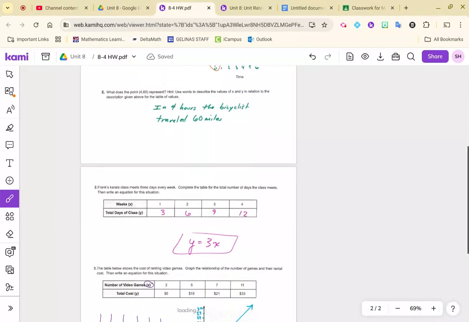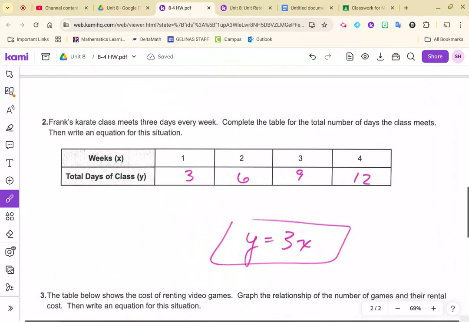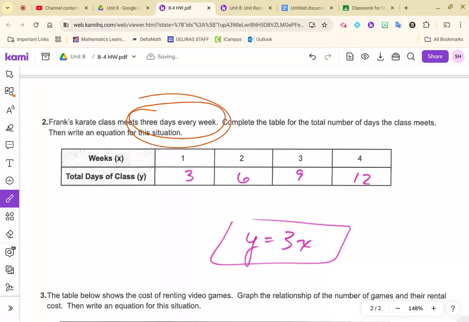On the back page of the homework, here was question number 2. Instead of asking if it was proportional, we know this one is because they gave us a unit rate to describe it. Frank's karate class is meeting 3 days every week. So after 1 week goes by, there were 3 classes. In 2 weeks, there were 6 classes because I can double that relationship. In 3 weeks, there's 9 classes because I take this relationship and multiply it by 3 to find that value in the table, and I'd multiply it by 4 to find that value. And so y equals 3x would represent that, since 3 divided by 1, 6 divided by 2, and so on are all 3, the constant of proportionality.